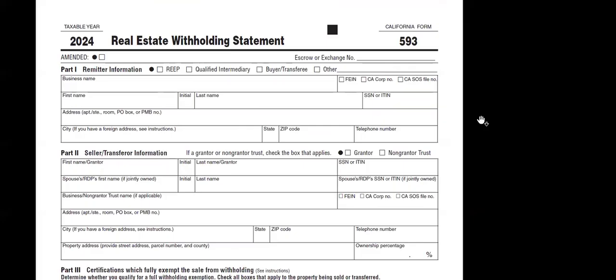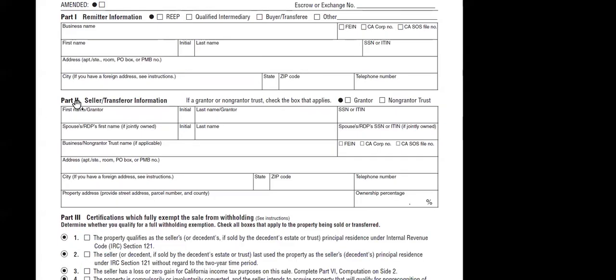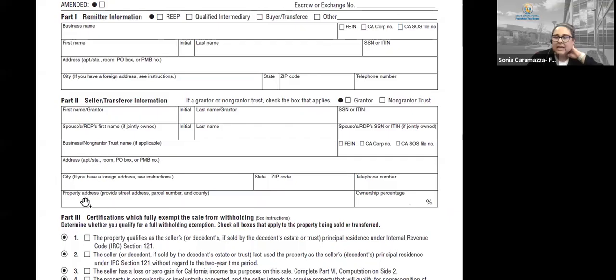I just want to clarify. On Part 2, where it has you fill in the address, if the property address is exactly the same as theirs, do you still have to put that address in again, or just leave it blank? Yes, we definitely need it twice because we need to know exactly what's being sold. We also would like that parcel number and the county for the property that's actually being sold.